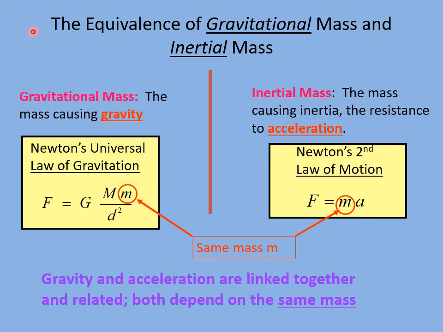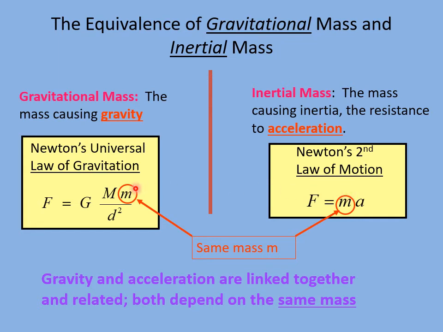One of the things that tipped Einstein off to understanding what gravity is that there are two masses that we've seen so far in our equations. We've seen gravitational mass and we've seen inertial mass. So gravitational mass, remember Newton's universal law of gravitation, has mass in it. Well, so does Newton's second law of motion, F equals ma.